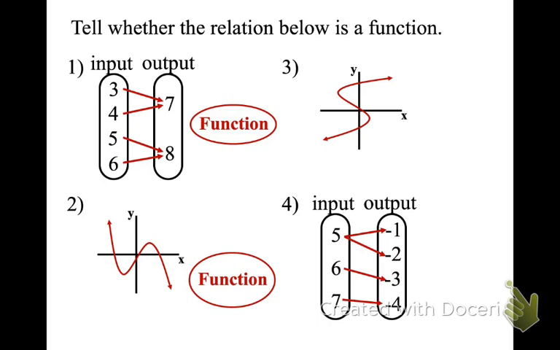Also, number 4, what this map really means is this: 5, -1, 5, -2, 6, -3, and 7, -4. And as you can see, the 5s repeat. So whenever we have a number with 2 lines coming out of the same input, then that is not a function. Not a function, because our x's repeat.